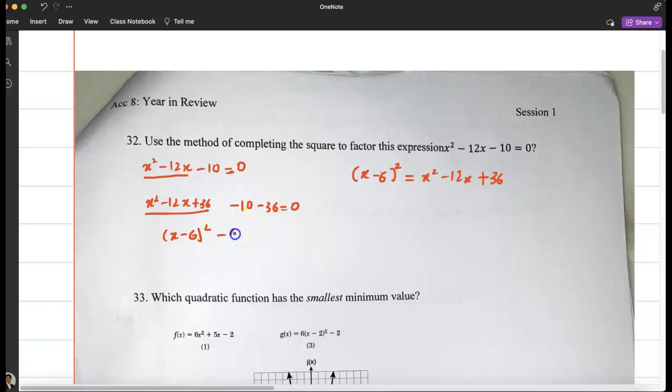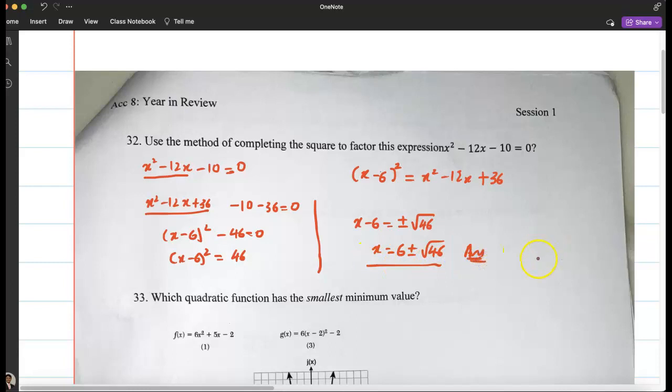Minus 10 minus 36 is minus 46. So x minus 6 the whole square, take 46 to the other side, plus 46. Now how do you get rid of the square? Plus or minus root 46. So x is equal to 6 plus or minus root 46. That's your answer.